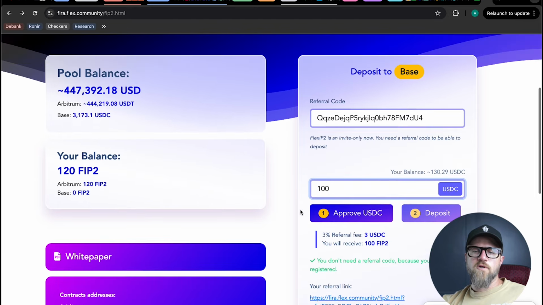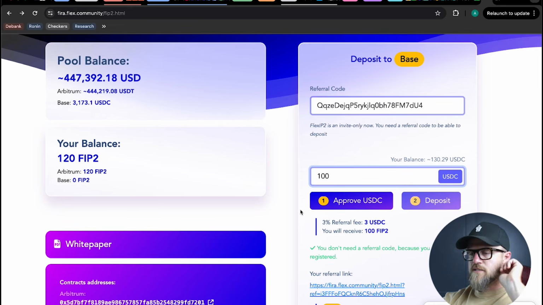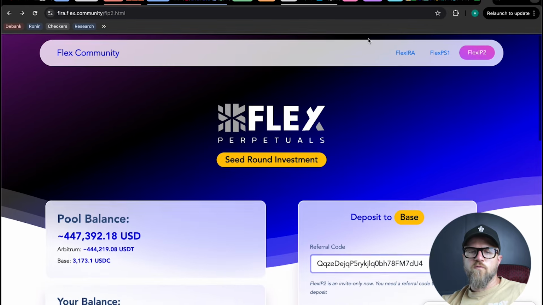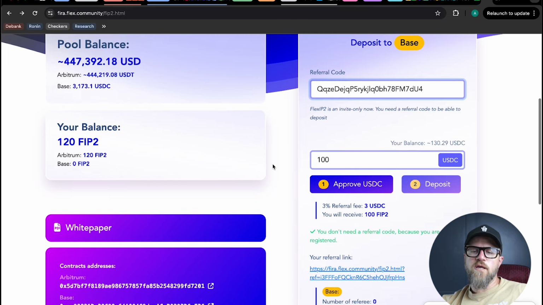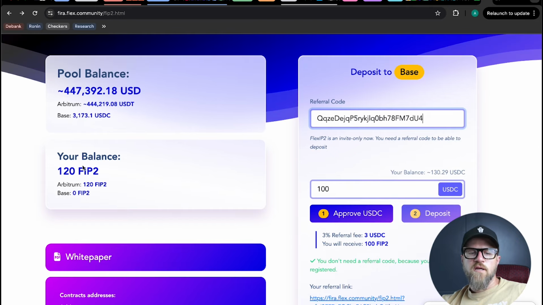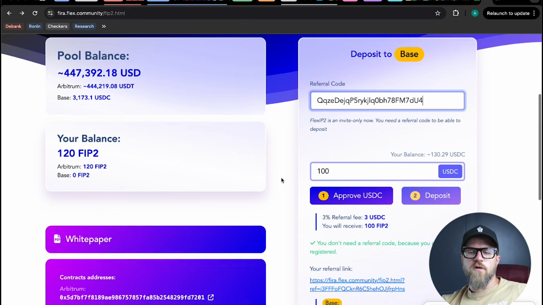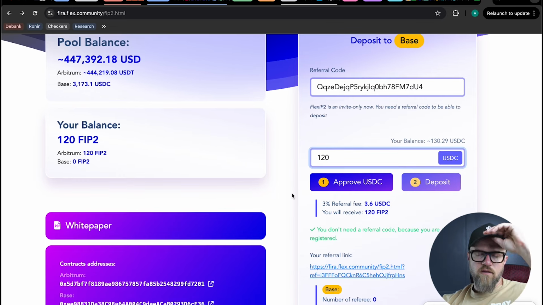My code does work on the Arbitrum chain, but I'm going to create a code right now and show you how easy this is. You connect your wallet here. When you first launch this, you connect your wallet, make sure you're on Flex LP2, and then put in a referral code that I'll give you. I'll put both a base code and an Arbitrum code here, and then make sure you have some USDC in your wallet on the base chain, and USDT in your wallet on the Arbitrum chain. I've already put in $120 worth of USDT on Arbitrum. I'm going to put another $120 of USDC on the base chain here.